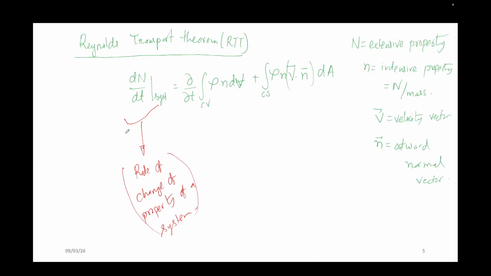So the first part basically represents the Lagrangian view. It is how much any property changes, maybe it is mass, maybe it is energy. Say if I talk about mass, what is the change of the mass of a system? The rate of change of mass of a system. So that is basically the Lagrangian approach or view.